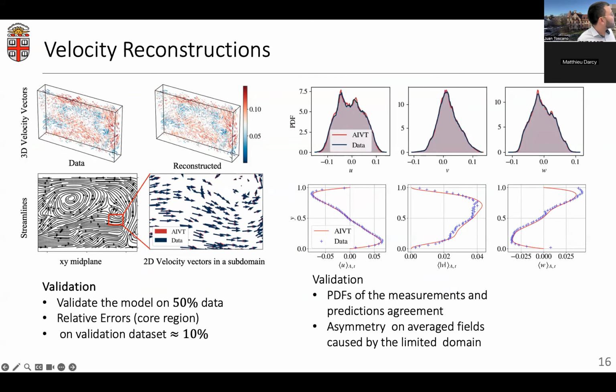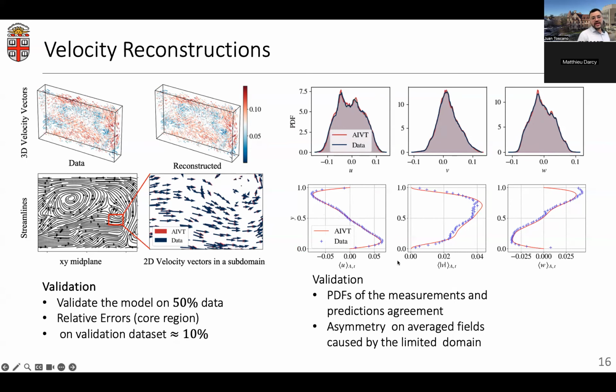What we have here will be like the PDFs in the testing data set. We test on the other 50% of the data, which means we only use 50% of the data to train, and we test on the other 50%. And this will be the PDFs on the testing or validation data set. You see that the distribution looks quite good. We also have an error on the validation data set that is around 10%.